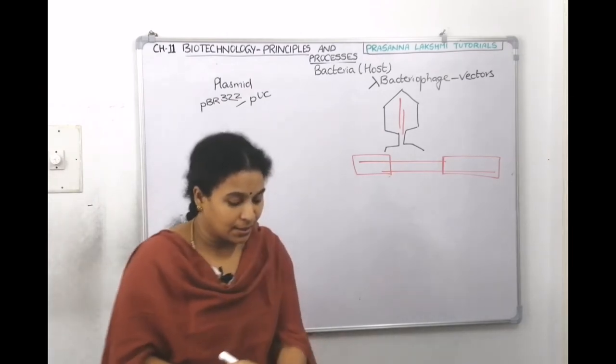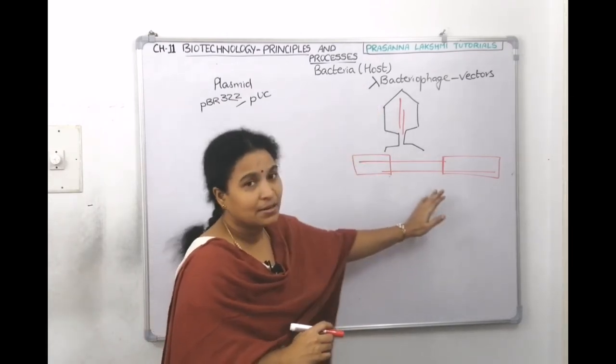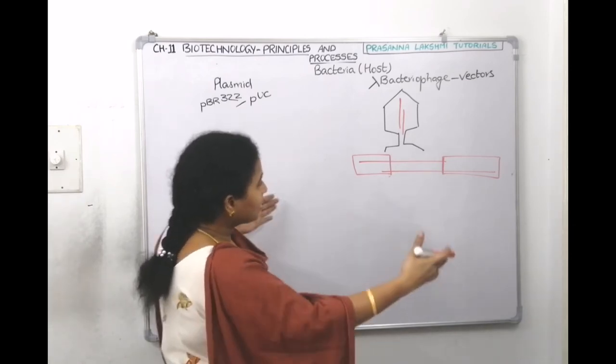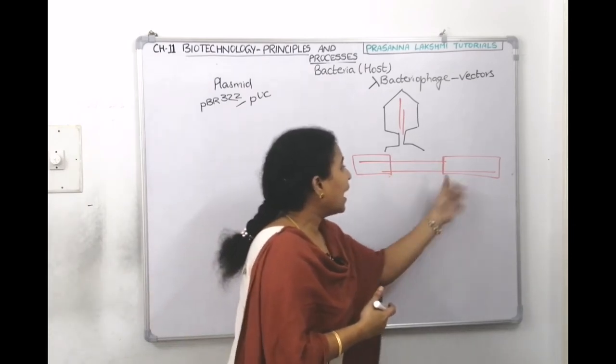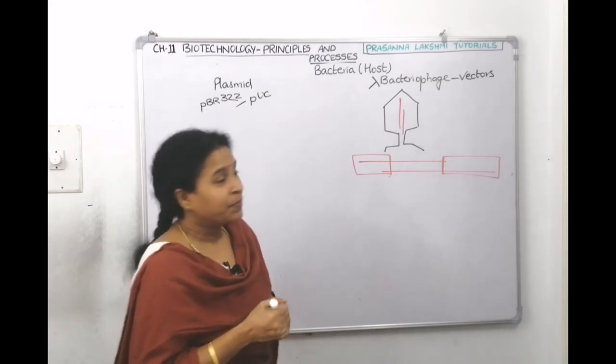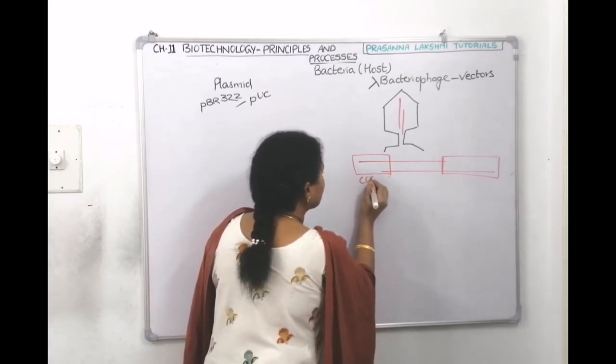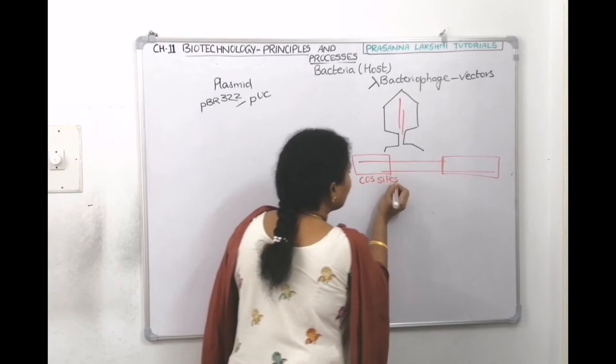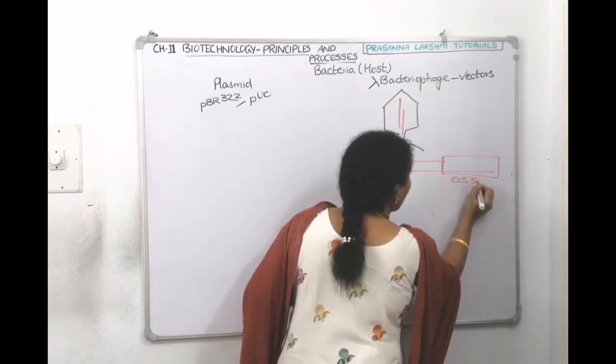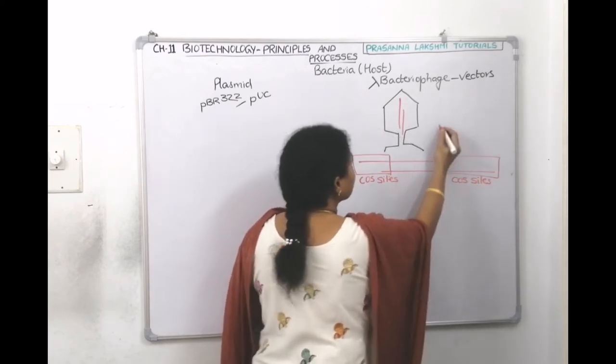We have taken the viral genome out, double-stranded linear DNA, and I put it in this manner, and this end and this end have single strands. These sites are called cos sites. What are these sites called in the viral DNA? They are called cos sites. Cos stands for cohesive sites.